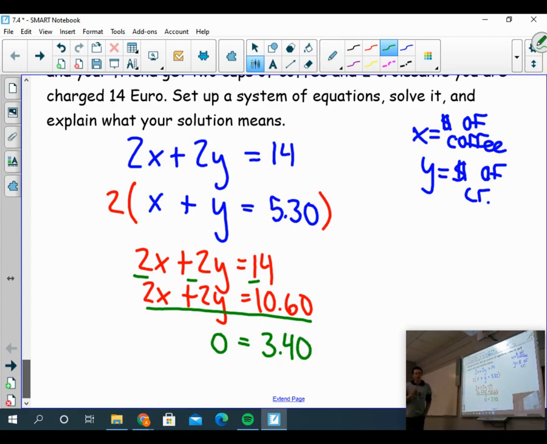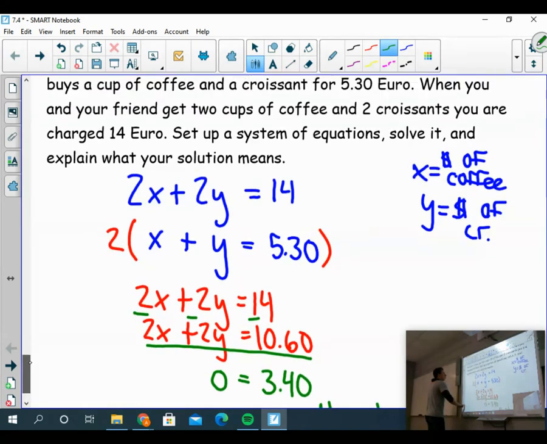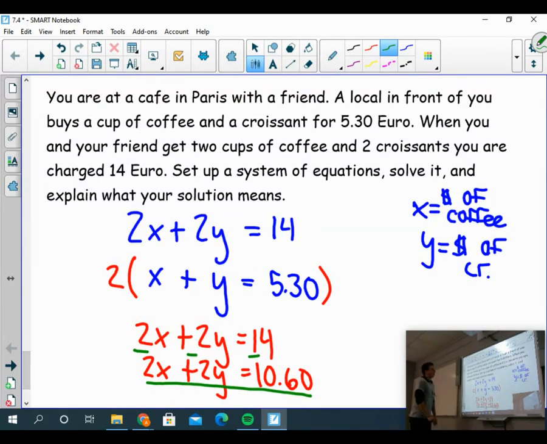Now this doesn't quite make sense. Our math is good, but we ended up with an untrue math statement, which we know means there is no solution to the system of equations. There's no solution. So let's take a minute and let's think about what that means. We're at this cafe and we paid 14 euro for 2 cups of coffee and 2 croissants. The local bought a cup of coffee and a croissant and paid 5.30.